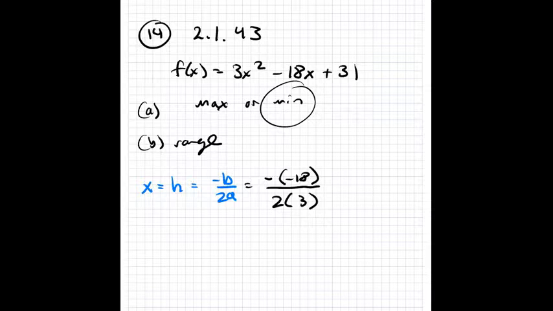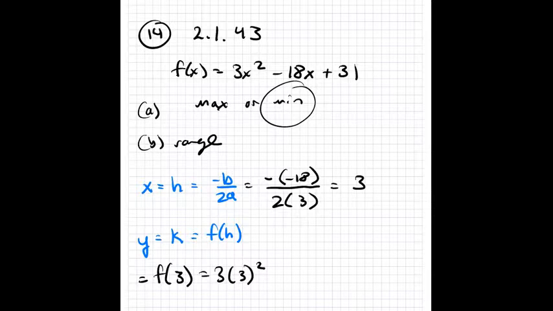So the minimum value occurs when x is 3, and the minimum value itself is going to be, now we have to find the y value of the vertex, the y coordinate of the vertex, which is our k. Basically we do f of h. So whatever answer we find, we just pass it to the function. So that's going to be f of 3. That's 3 times 3 squared minus 18 times 3 plus 31.